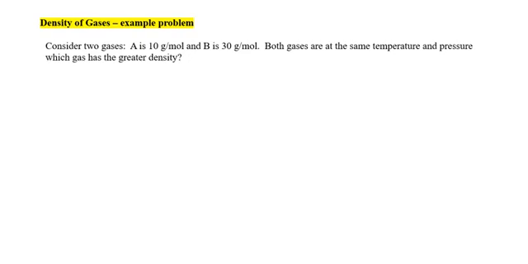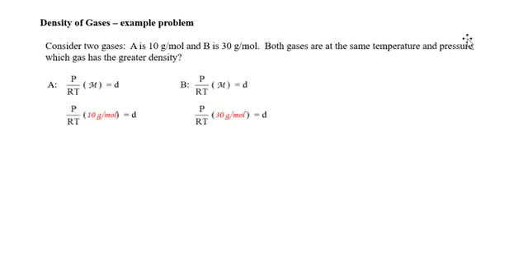Consider you've got two gases. A is 10 grams per mole. B is 30 grams per mole, and both are at the same temperature and pressure. Which has the greater density? Well, you should be thinking, let me write the equation. Always write general equations. It's a good habit to be in. I don't have temperature and pressure, but I know their molar masses, and I'm not asked for the specific densities. I'm just asked which is greater.